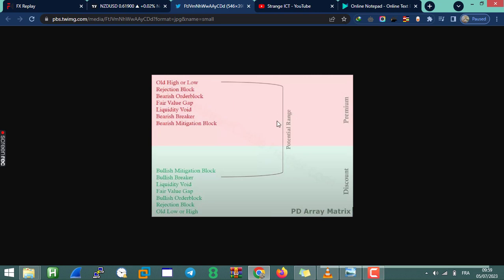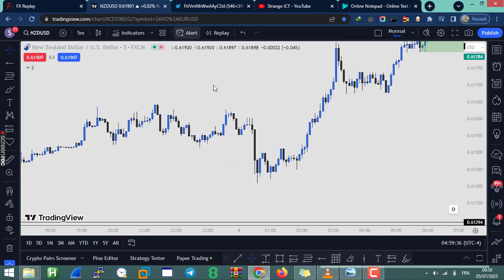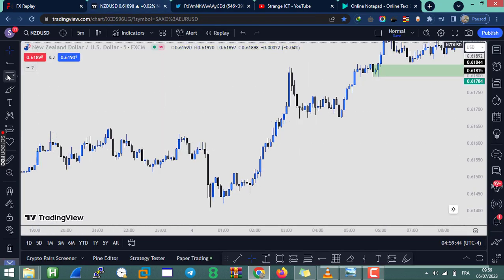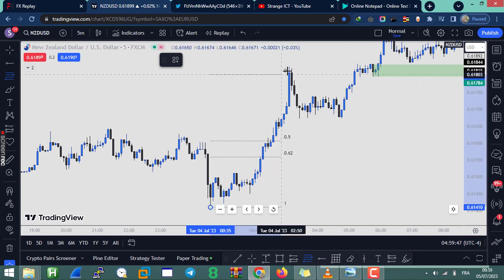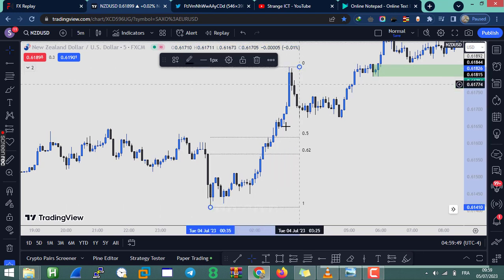So this is the premium. This is called the PD array matrix, premium discount array matrix. Basically, when we have an expansion leg, like here, when you take a fib from here to here, anything above the 50% is called premium. So the PD arrays there are called premium PD arrays, and below them are called discount PD arrays.